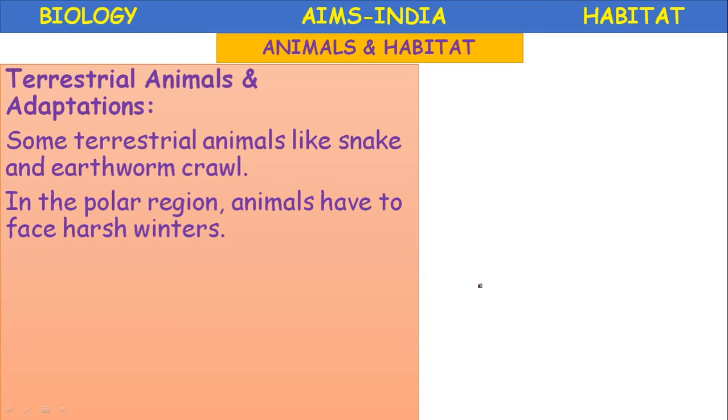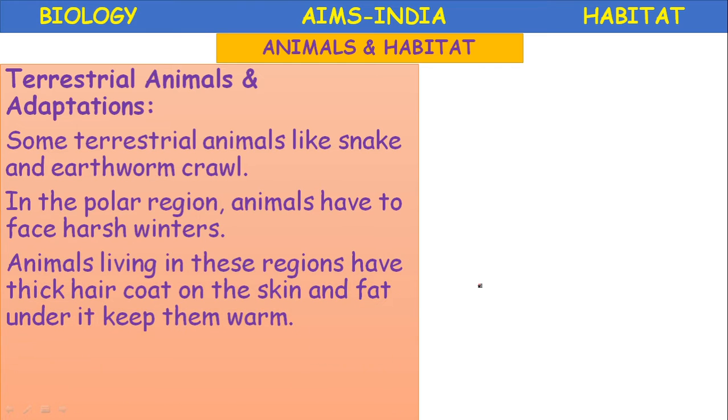In the polar region, the animals have to face harsh winters. They show different adaptations. On the mountains you find goats and yaks, and some creatures, isn't it? So overall we can see different kinds of animals which live on land. So we are going to see habitat and adaptations. In polar regions, the animals have to face the harsh winters.